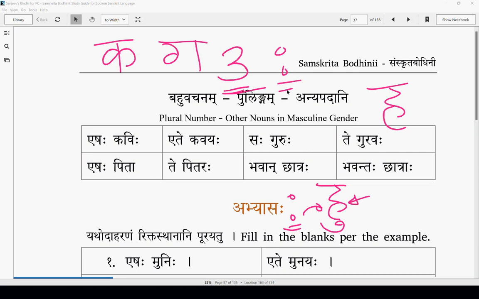Yeah, that's right. So that is another specialty of this Visarga. It will continue the vowel sound behind it. Like here it is E. So when you say kavi, hi, it's following that I, kavi. It is not kavi ha, kavi. And here also O is there before, kavaya. So it is kavaya.